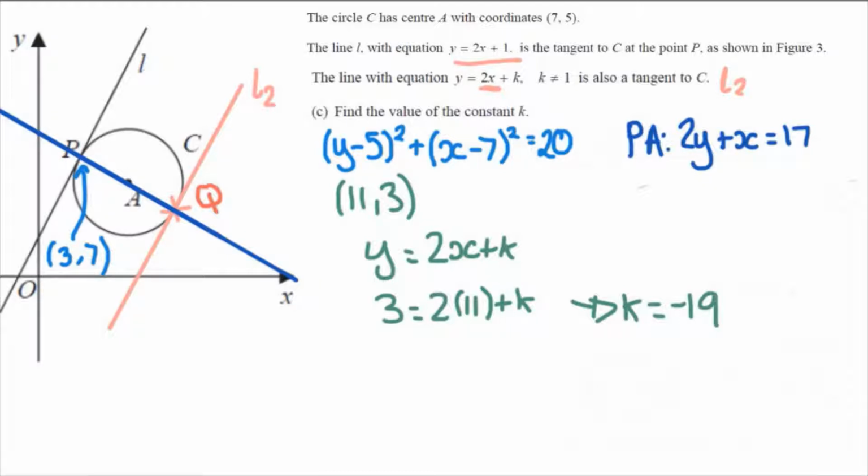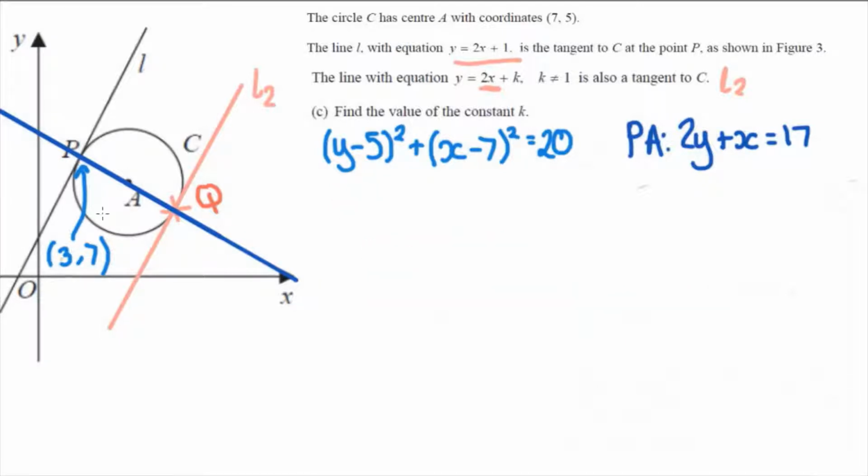There's a second way which is slightly quicker. Now this second way uses vectors. So we see here that the line L is directly opposite the line L2. So what we're going to do is we're going to work out the vector OP. So we know that OP is just going to be the coordinate 3, 7. Now we want the vector PA.